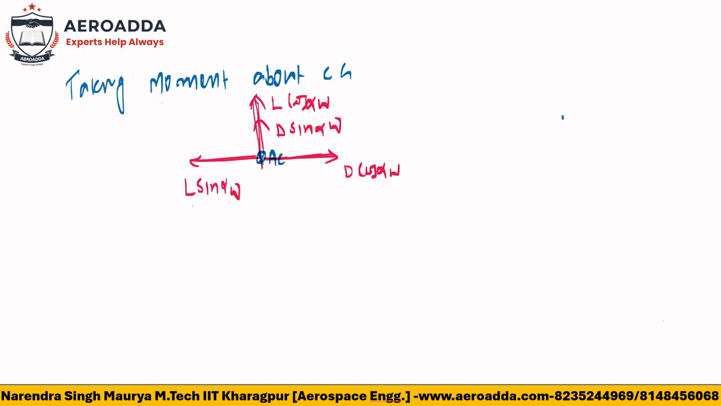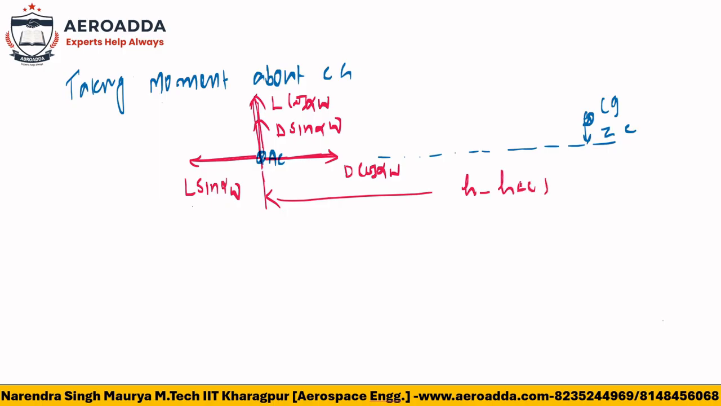And CG is somewhere here. This is the CG location. So from this, the height was ZC, and this perpendicular distance is H minus HAC, not HAC minus H. H minus HAC.